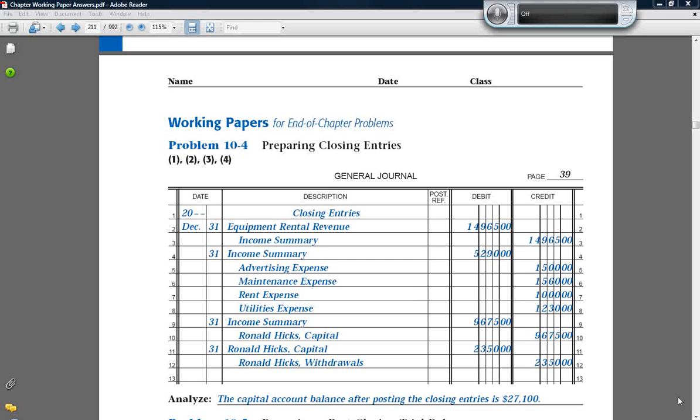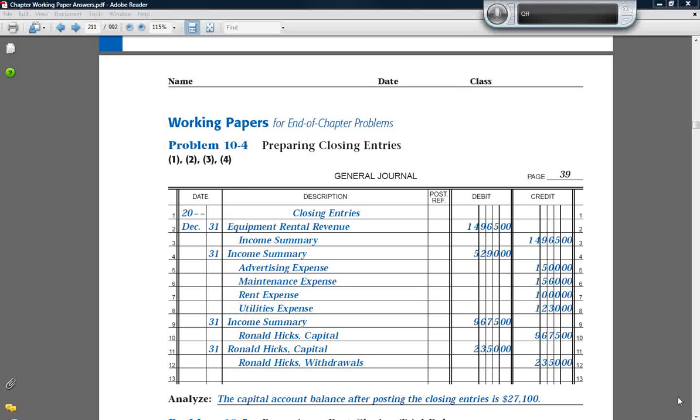The fourth closing transaction closes the owner withdraws into the owner's capital. Owner withdraws has a normal debit balance, and we see that from the worksheet. So we're going to credit Ronald Hicks withdraws for $2,350 to bring that balance to zero. And to reduce our capital, capital has a normal credit balance, so we're decreasing the capital by $2,350. So we're debiting Ronald Hicks Capital $2,350, credit Ronald Hicks withdraws $2,350 for our fourth closing entry to close the withdraws into the capital.